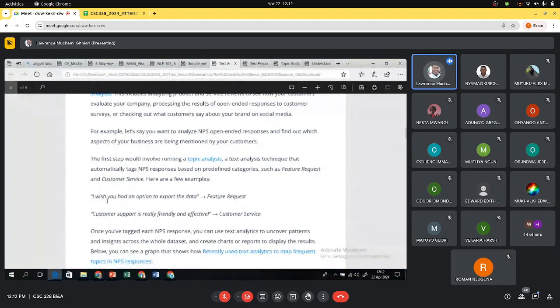So you can say like this one, I wish you had an option to export the data. So this is actually a topic on feature request. So somebody is requesting that they add an extra feature or an extra option for exporting the data. Another one is customer here. Customer support is really friendly and effective. So this is about customer service. So you can always map these texts onto predefined categories.